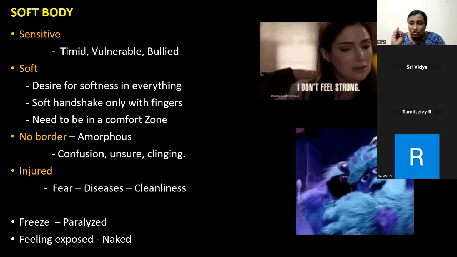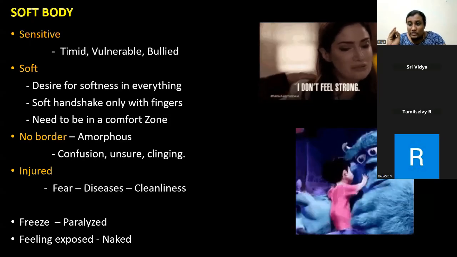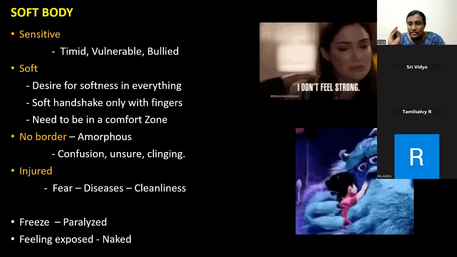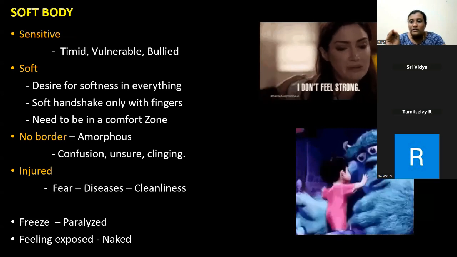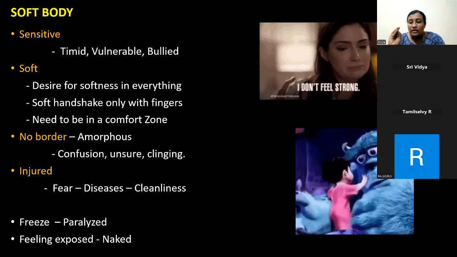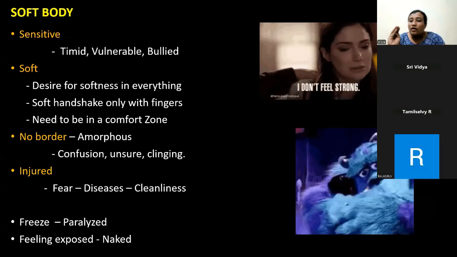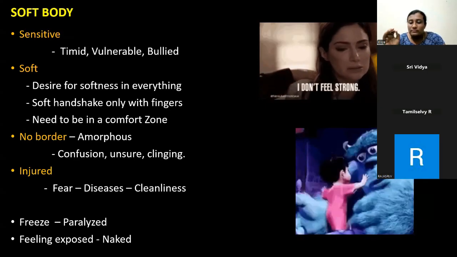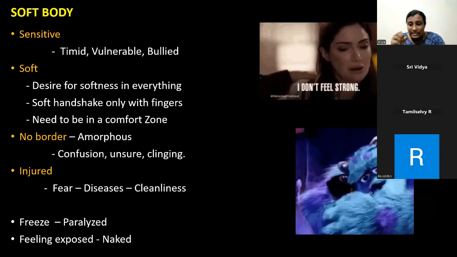So we saw the features of invertebrates. Then we saw the features of sea remedies, like if it is aquatic animals, what all the features and qualities will be there. Then we saw the features of hard shell. Now the features of soft body. The soft body is timid, vulnerable, bullied, because they are so much sensitive.